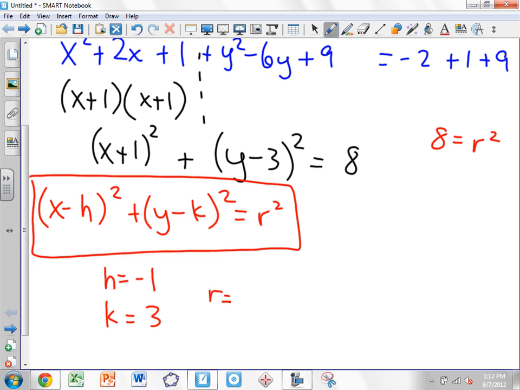Leave it alone. Well, just think, start over. How do you get rid of the square? What do you do to both sides? What does it look like? Can I draw it?